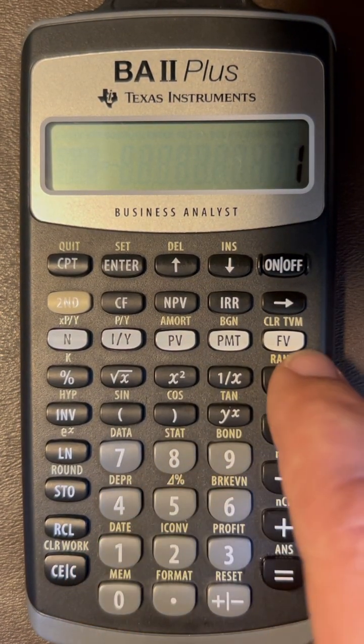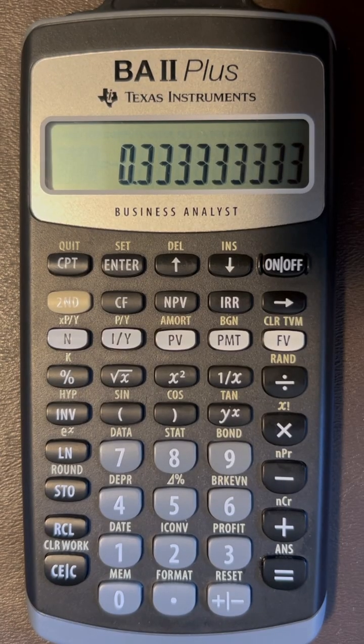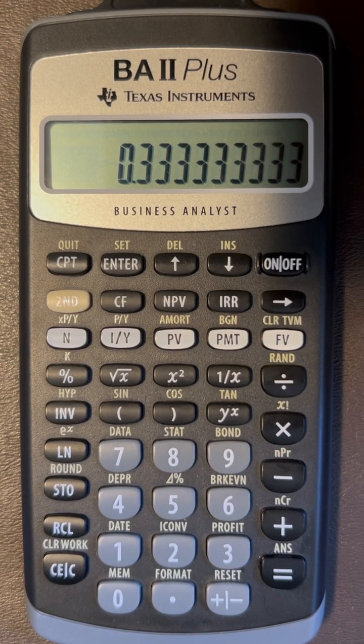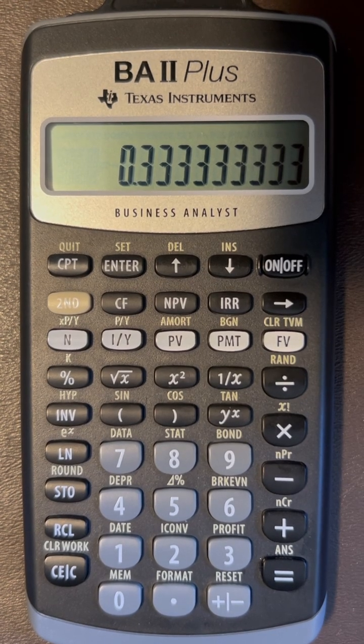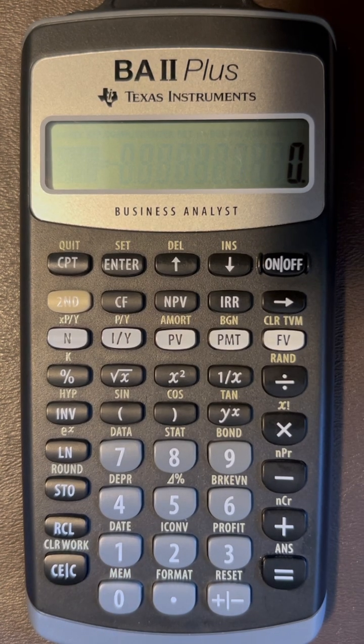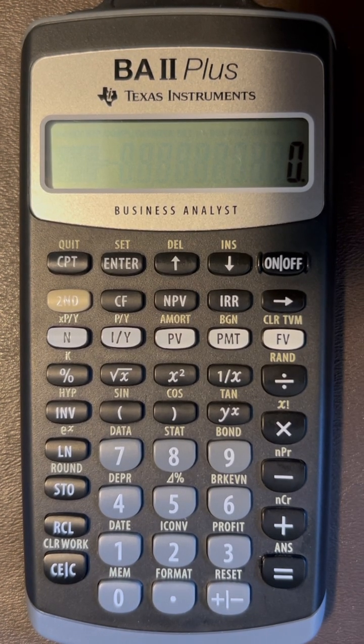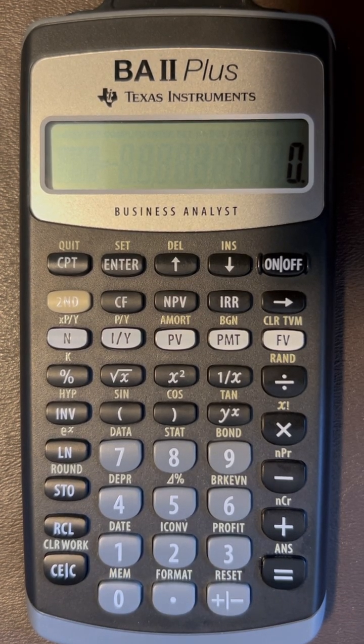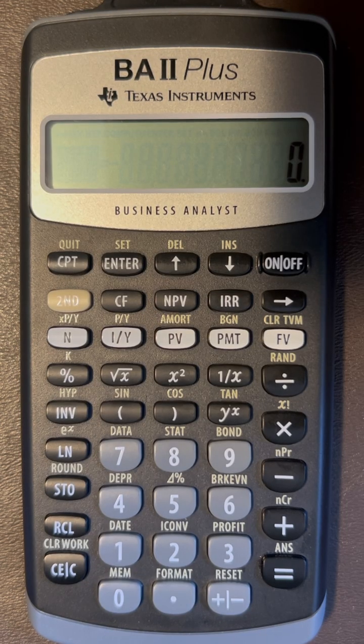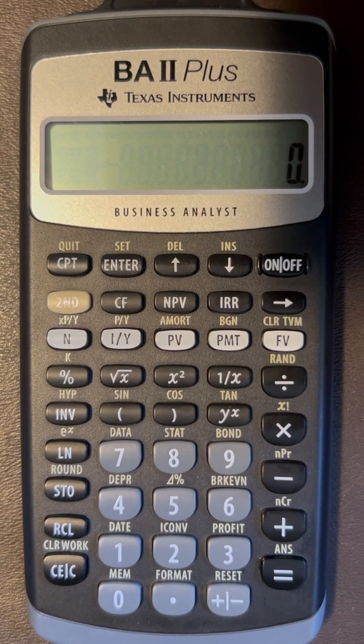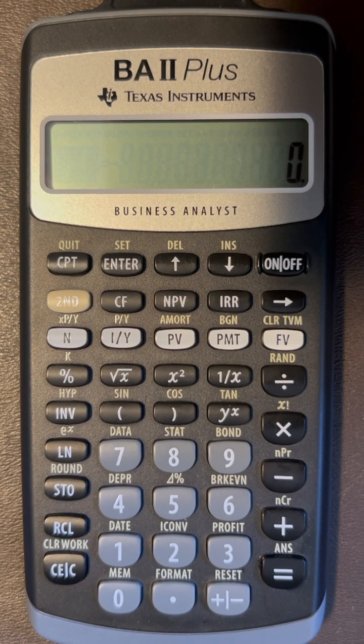So now when we do 1 divided by 3 equals, we get a much better approximation of 1/3, 0.333333333. Okay, so that's the first thing we need to fix. The second thing we need to fix is, by default, this calculator does math in the wrong order. Don't ask me why, but if you do 2 plus 3 times 4, like back in maybe 5th grade, you learned that you do the multiplication first, so you do the 3 times 4 first, 12, and then you add the 2. 12 plus 2 is 14.